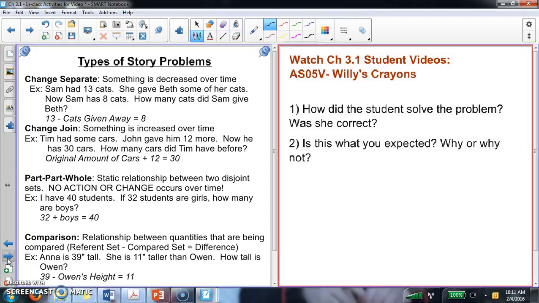Now I have another video up here of a student working with this problem. Examine what they did, what you think about the work that they did, and see, is it what you would have expected? And if you have any questions about the way that they worked through that problem.